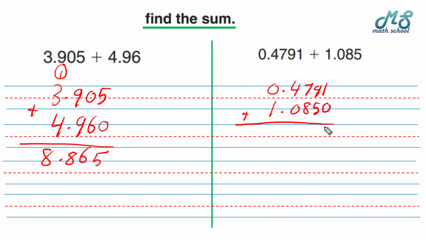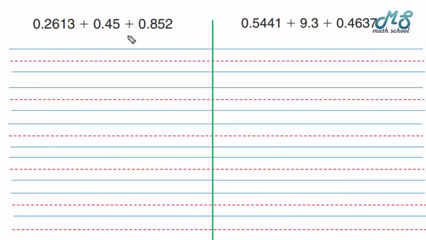1 plus 0 is equal to 1. 9 plus 5 is equal to 14. Write 4 and carry 1 over 7, it will be 8. 8 plus 8 is equal to 16. Write 6 and carry 1 over 4, it will be 5 plus 0 is equal to 5. Bring down the decimal point. 0 plus 1 is equal to 1. Now we get 1.5641.